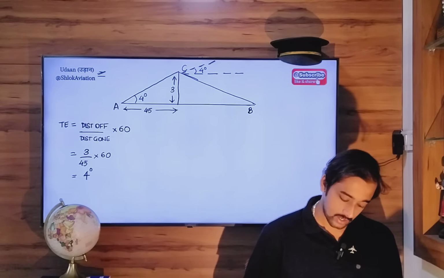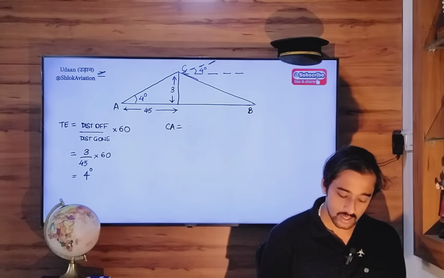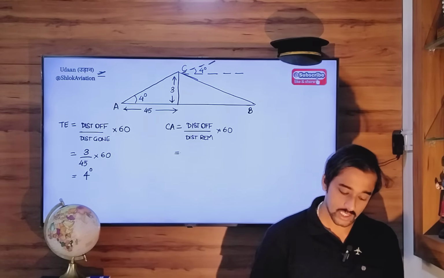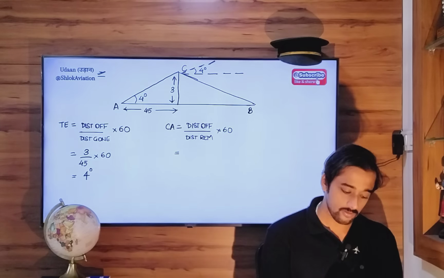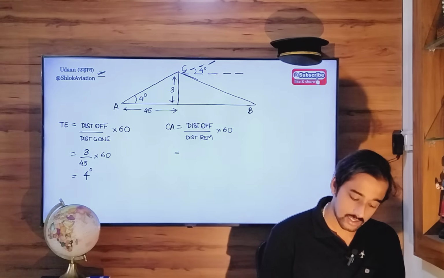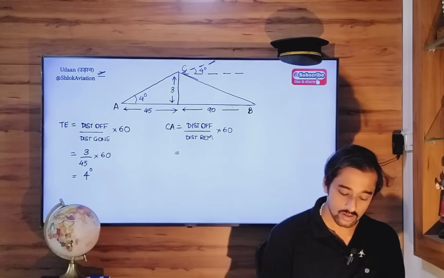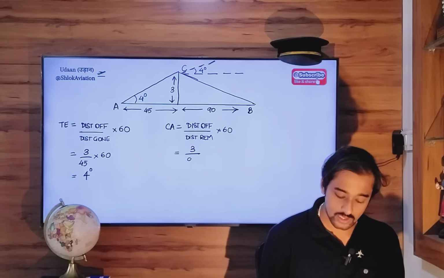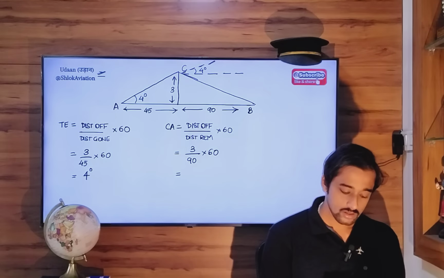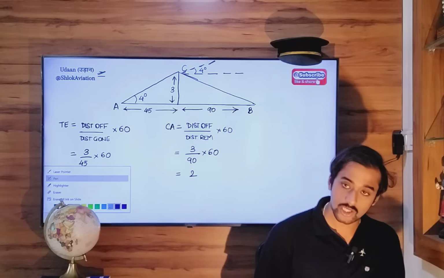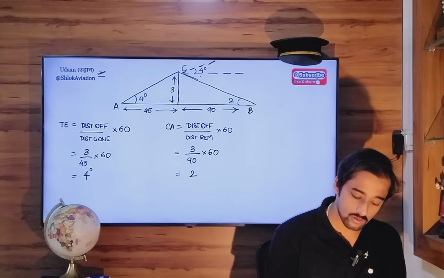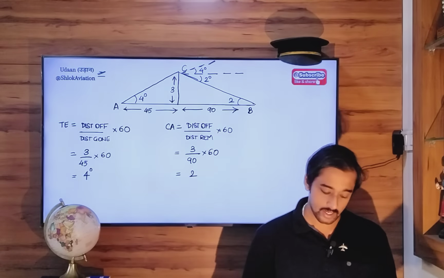Next, let's find closing angle. Closing angle is again distance off track divided by distance remaining multiply 60. Now distance remaining. What is total distance? 135. Now 135 minus 45 is equal to 90. So remaining distance is 90. So 3 by 90 into 60. 3 into 60 divided by 90, which is 2. So closing angle is 2 degree.